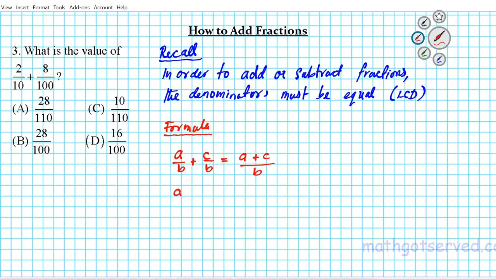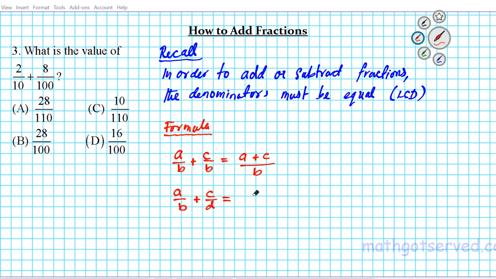Now what if you're adding two fractions with different denominators, a over b plus c over d. So let's say that the denominators are co-prime. All right, let's say they have no common factor. Alrighty, so in a scenario like that, all you have to do is basically make the denominators identical.